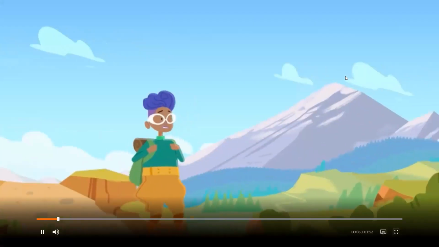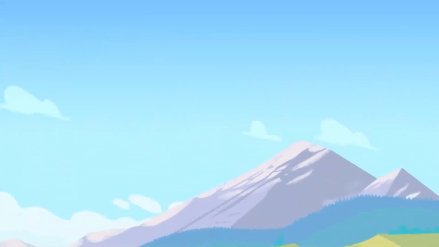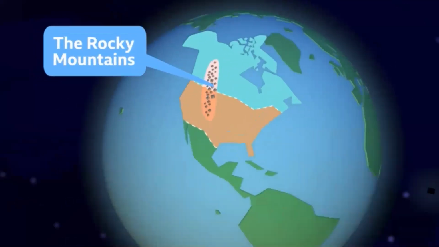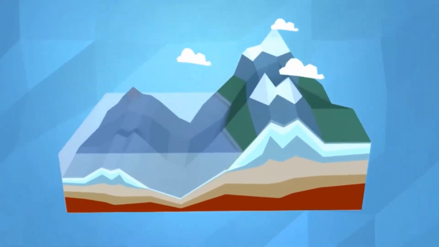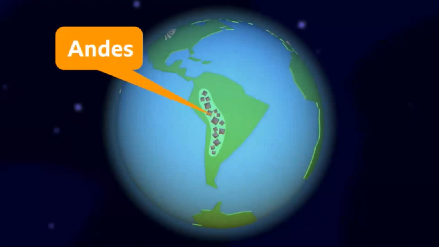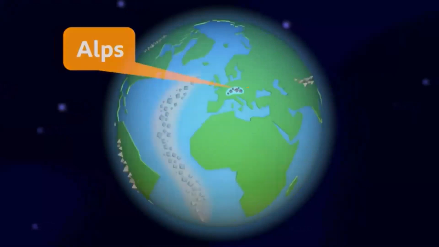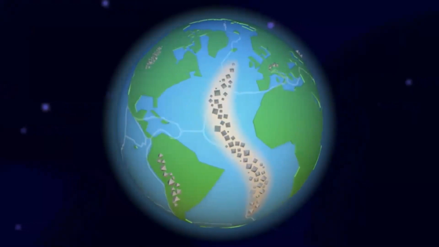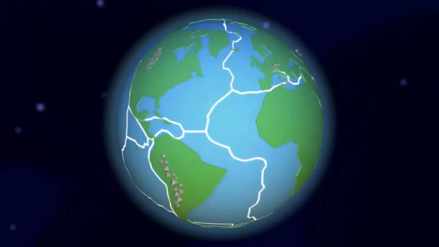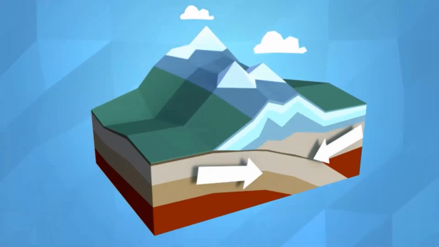Heading to the top of Mount Elbert, the tallest of all the Rocky Mountains. The Rocky Mountains, or Rockies for short, is a mountain range that stretches all the way from the USA into Canada. A mountain range is a group of mountains found on land or under the sea, and they include the Andes in South America, the Himalayas in Asia, the Alps in Europe, or even the Mid-Atlantic Ridge deep in the ocean. Some mountain ranges are formed when two sections of the Earth's outer surface, called tectonic plates, push against each other and the pressure forces the ground up.